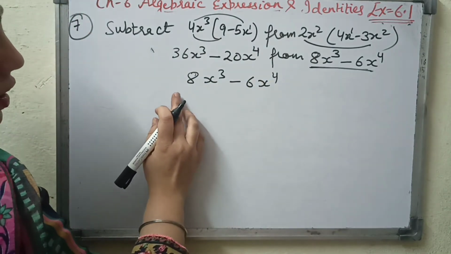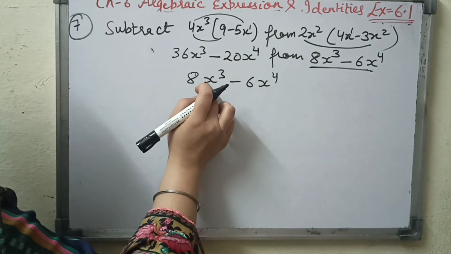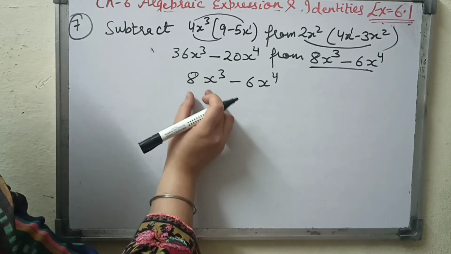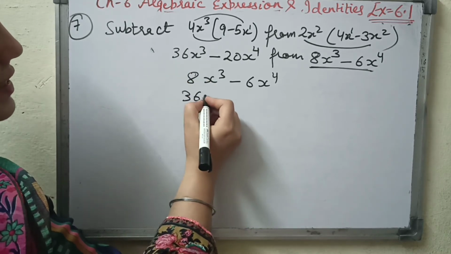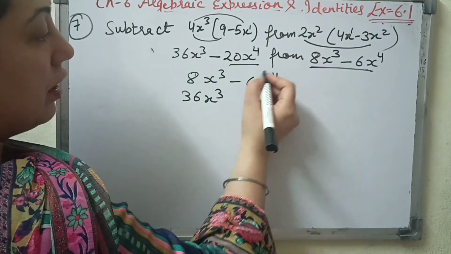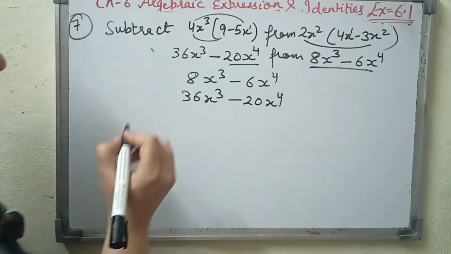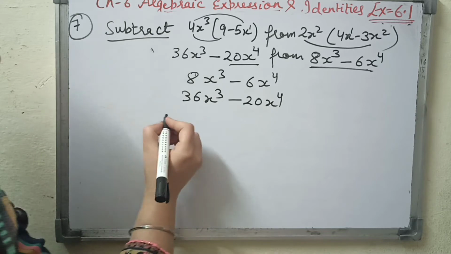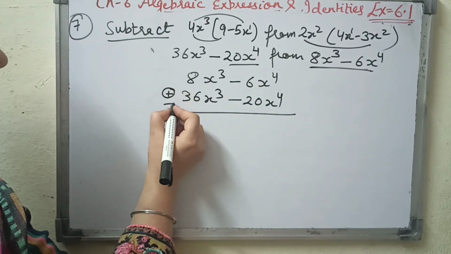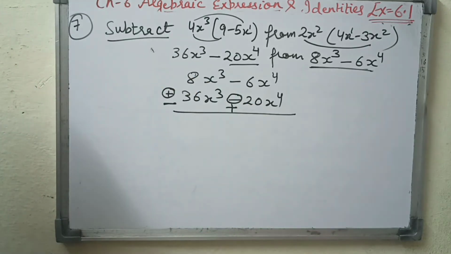Now, in the second row, we should write down the first term simply below the like terms. The first term is 8x cube. Below it, we write down the 36x cube. Below the x⁴ term, we write down the minus 20x⁴, because we have to do the subtraction here. Now change the sign. There is a plus sign, change it, it becomes negative. Minus sign, change it and it becomes plus.